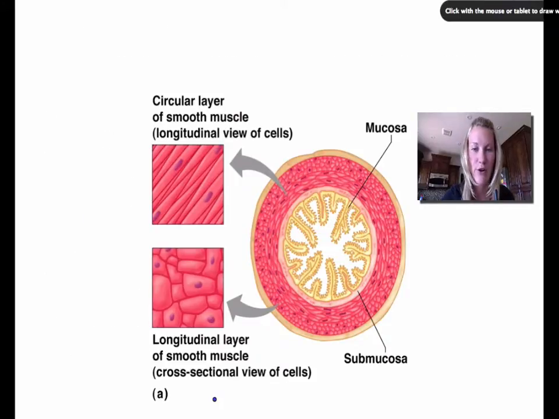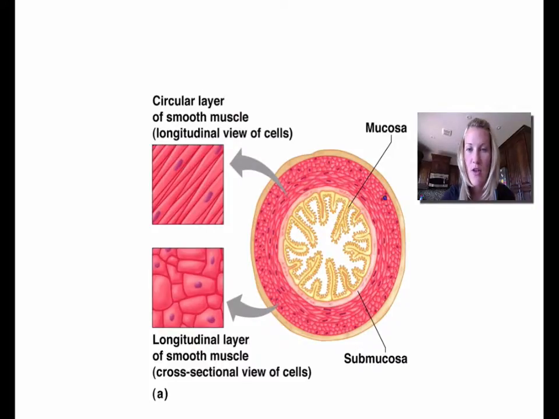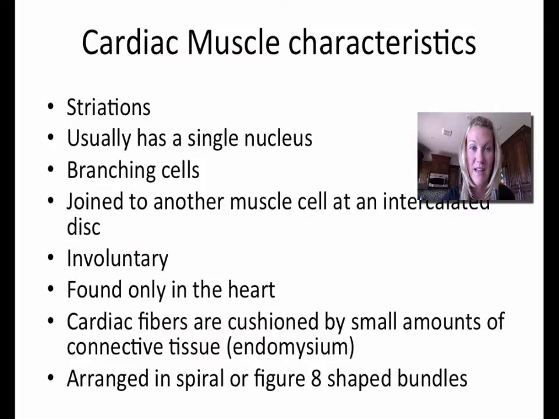Okay, so here's a diagram of our smooth muscle. So we have our circular layer, which you can see all of these cells go in a circle. And then we have the longitudinal layer. That's going to help for better movement, just the arrangement of those muscles, or of those cells, I guess.